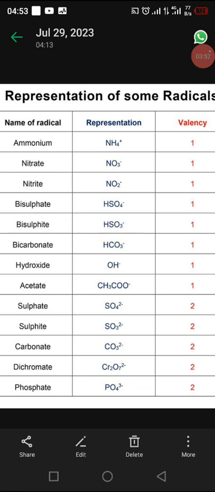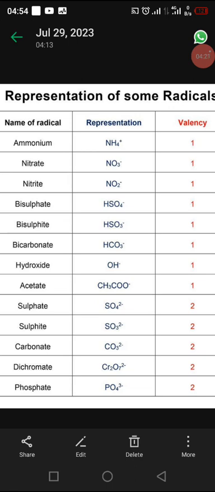So bisulfate sometimes can be called hydrogen sulfate. Bicarbonate sometimes can be called hydrogen carbonate. So don't be confused about that. Yes, I've got acetate, sulfate, carbonate, dichromate, and also phosphate. So these are some of the radicals that have been presented to us.